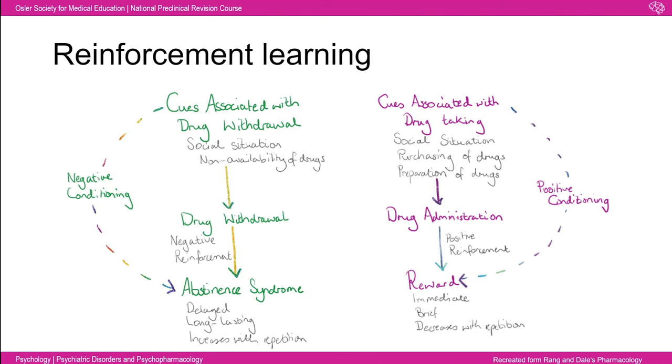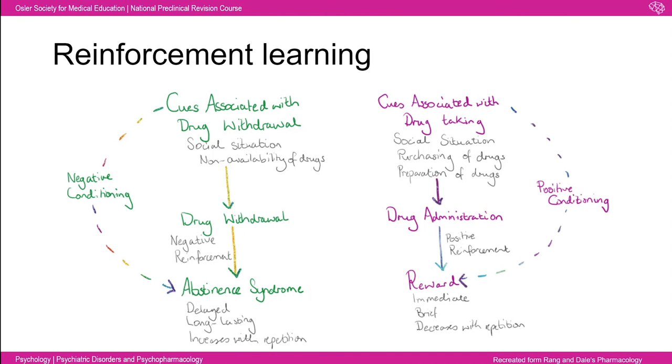Here you've got cues associated with drug taking, such as a social situation in which you might take drugs, the purchasing of drugs, or the preparation of drugs, which then leads to drug administration. This is reinforced by the reward you get, so you learn to take the drug to get that reward. The reward will be immediate, brief, and it decreases with repetition in some cases, as we discussed.